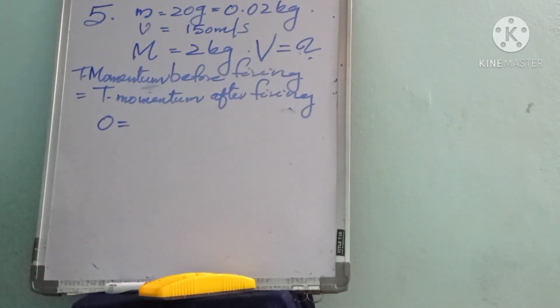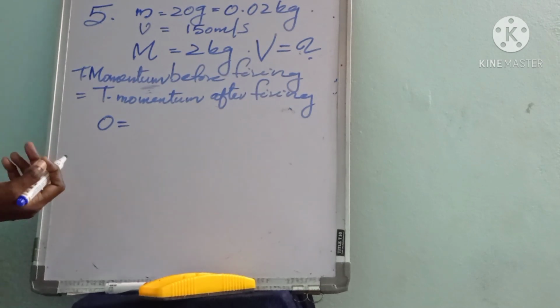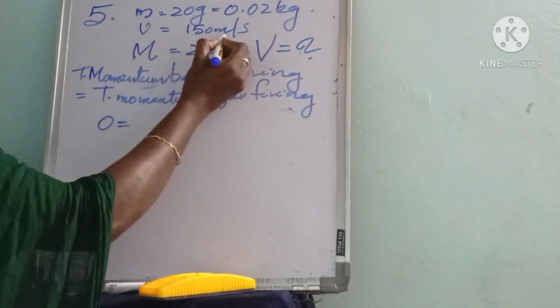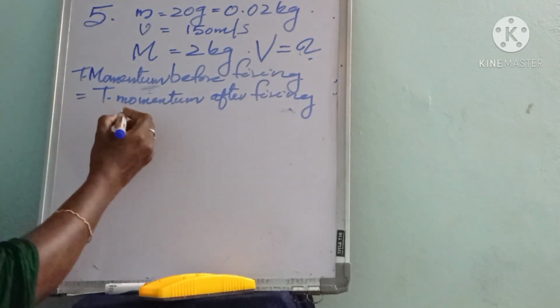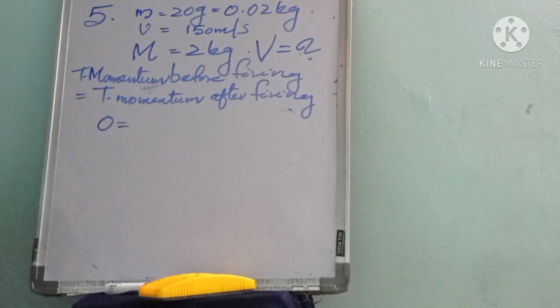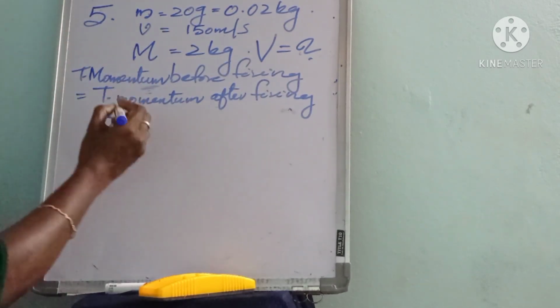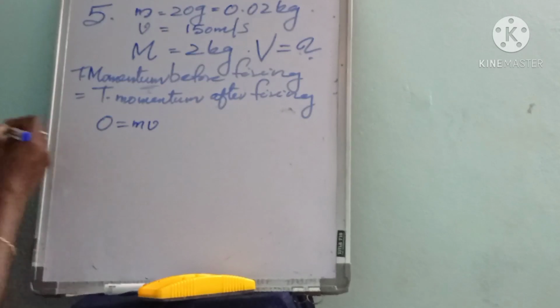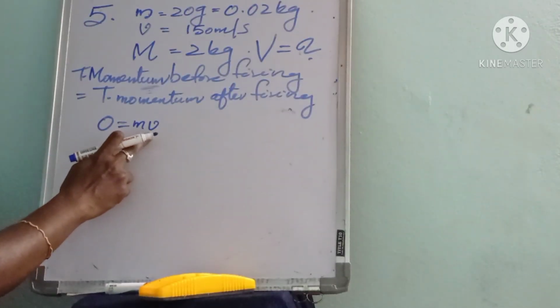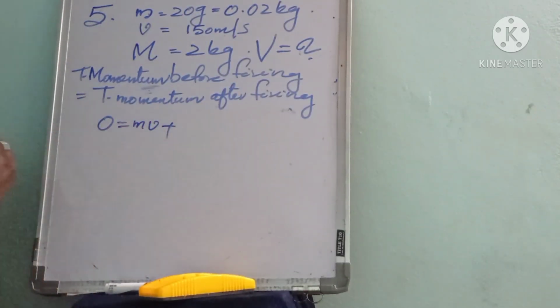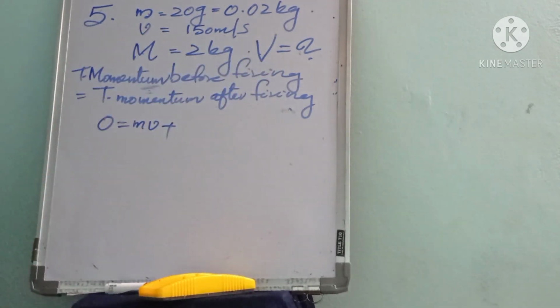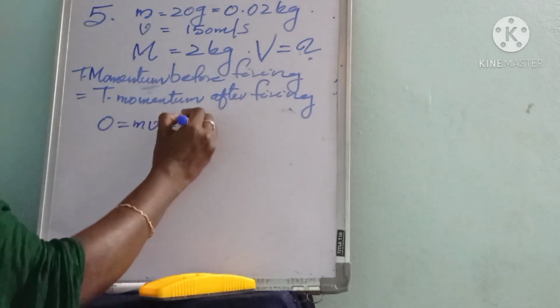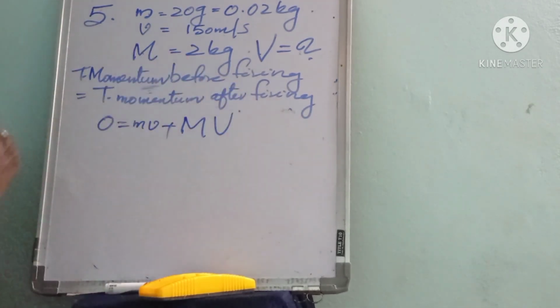After firing, the bullet moves with a velocity of 150 meter per second. First we can write the equation. Its mass is m and velocity is v, so its momentum is m into v. This is the momentum of the bullet after firing. Plus, what about the pistol? Its mass is capital M and the velocity is capital V, so its momentum is M into V.